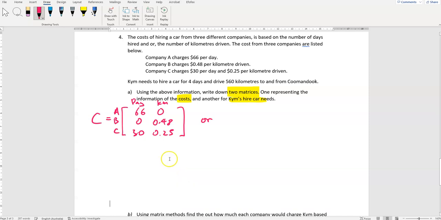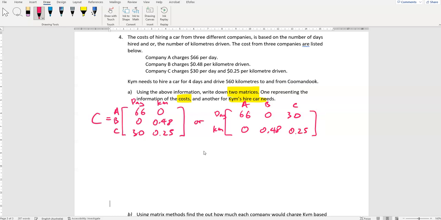Alright, the other way you can do, or you could do this. I might need more space. Or, you can write it the other way around, which is you can write here 66, 0 and 30. This is company A, B, C, and you can have day all down there, and you can have kilometres here. So you have 66 and 0, 48 cents, and what was it, 25 cents for this one.